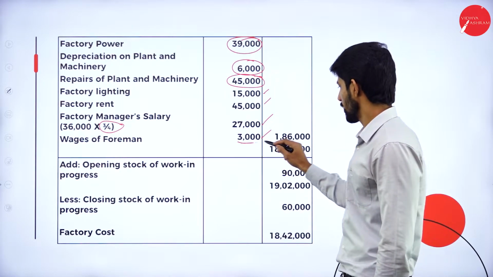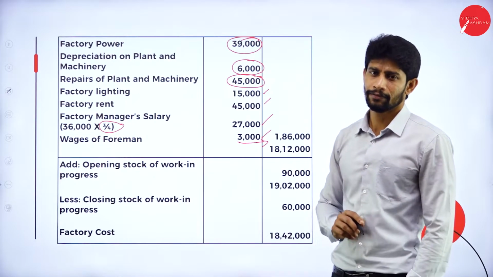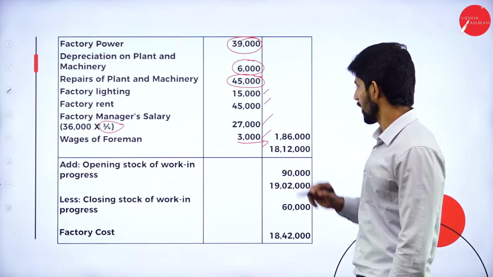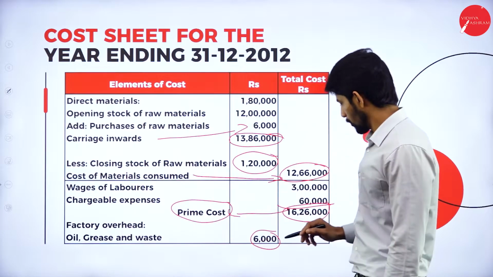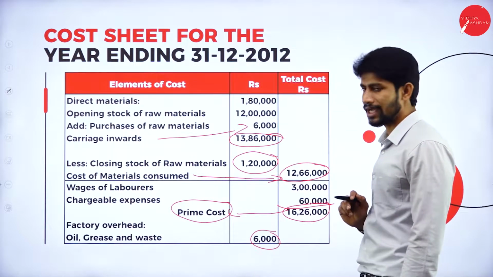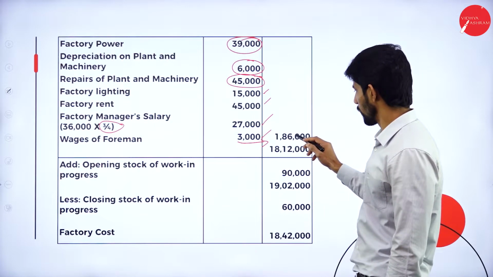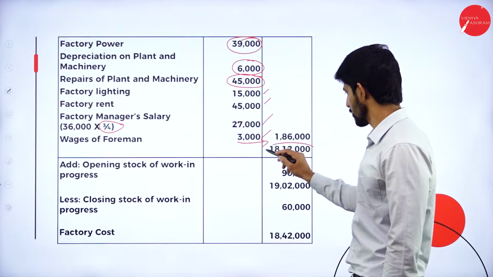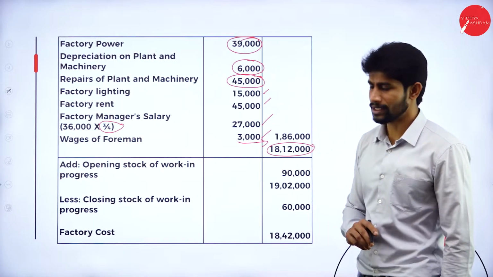Total the factory overhead, you will get 1,86,000. So here the prime cost is 16,26,000. Now add this 1,86,000. So totally you will get 18,12,000.